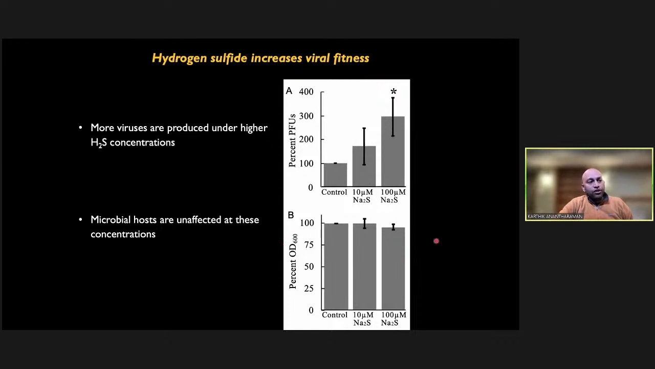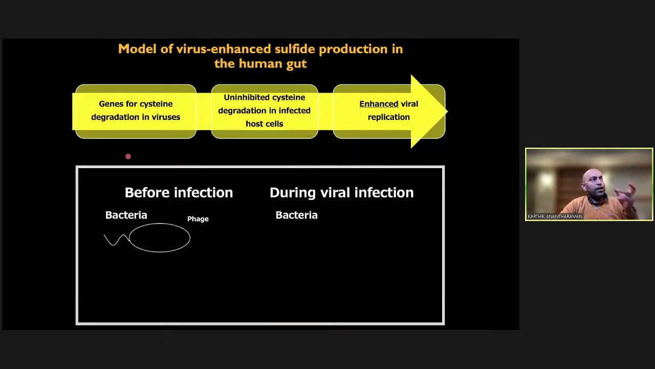Now, these concentrations do not affect the microbial host. So one hypothesis we had was, is the microbial host affected? And is the pattern we are seeing something to do with that? And the answer is no. The microbial hosts are not affected. So clearly, the viruses are getting some sort of a benefit from H2S, but we are not able to understand what. So we have a particular model of virus-enhanced sulfide production in the human gut.